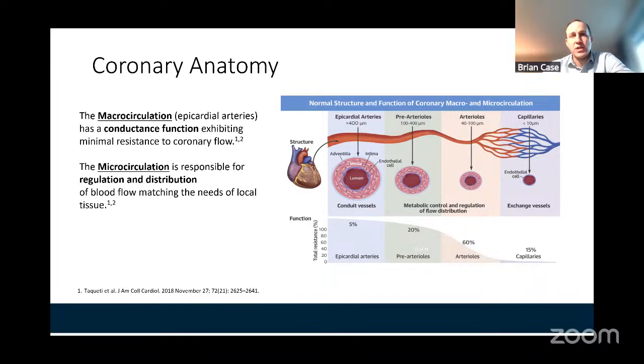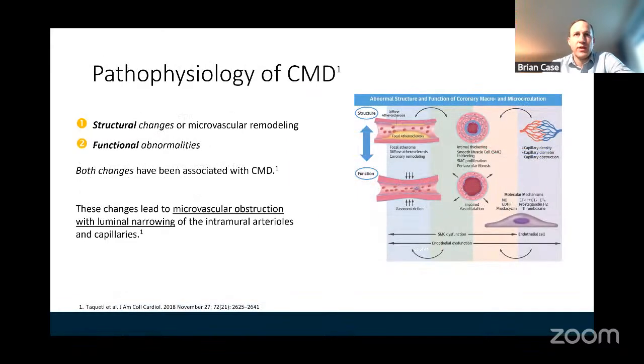So you can imagine if you have disease or endothelial dysfunction of these small vessels, that could impair flow to the heart and contribute to the patient experiencing angina and or shortness of breath, weakness, fatigue. There's two kind of pathophysiology mechanisms that contribute to coronary microvascular disease.